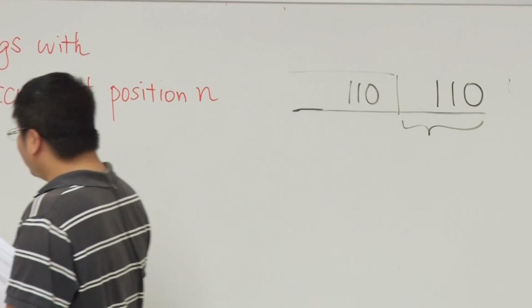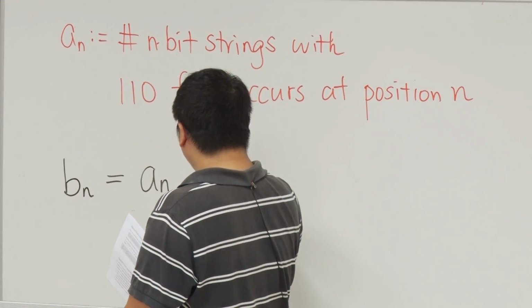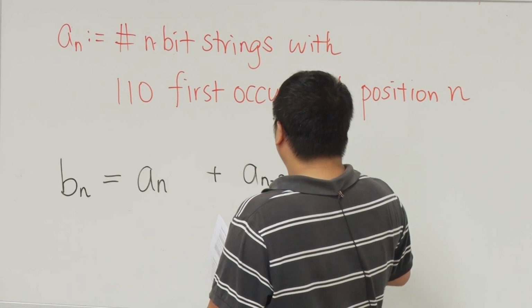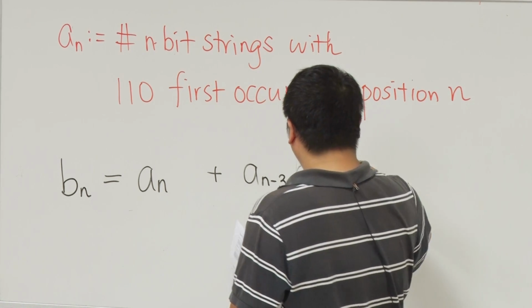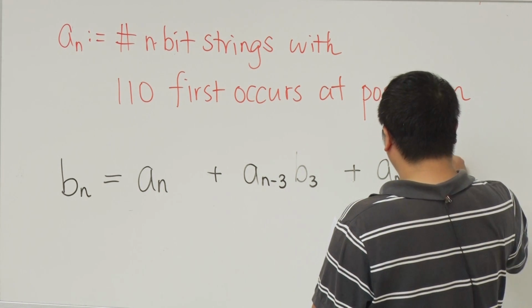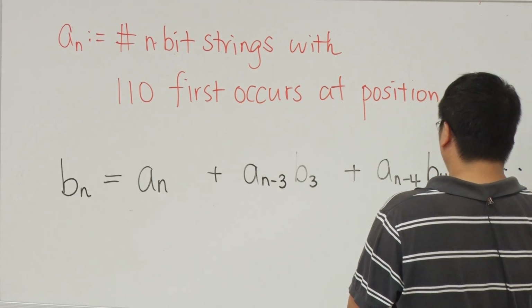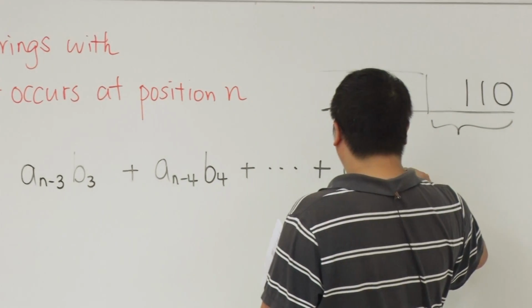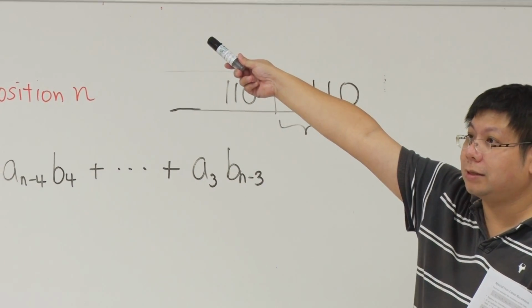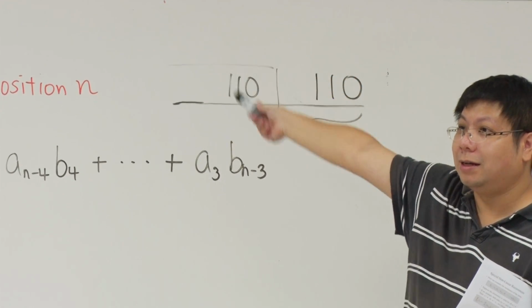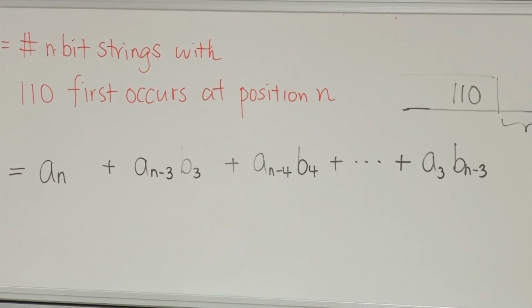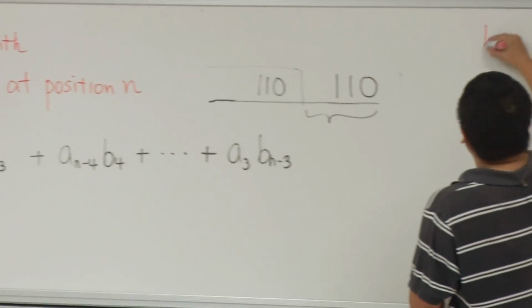Then what we need is, we hope that in the remaining part, we still have 110 going to the end. Okay, good. So we will have Bn is equal to An plus An minus 4 times B4 plus dot dot dot, up to A3 times Bn minus 3. Am I correct? Well, this is exactly the same thing that we have written down. And then we have not set B0, so why don't we set B0 to be 1?